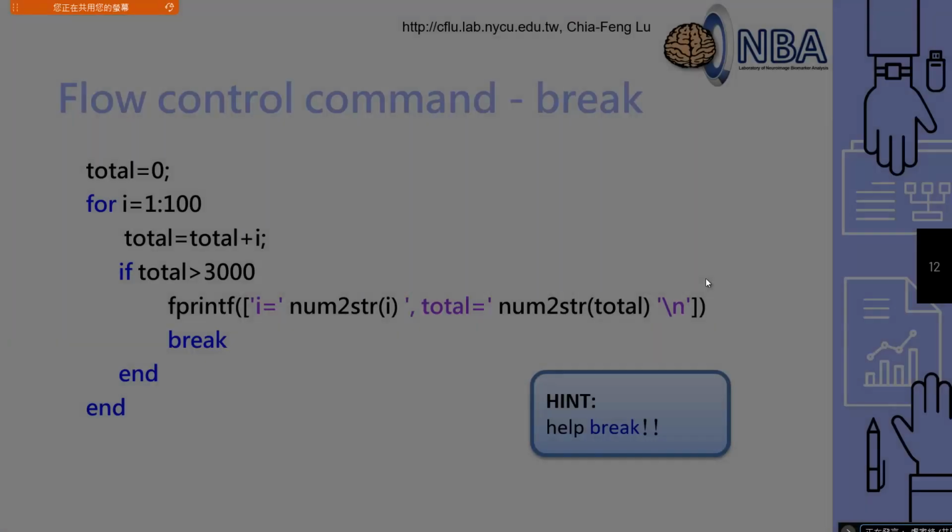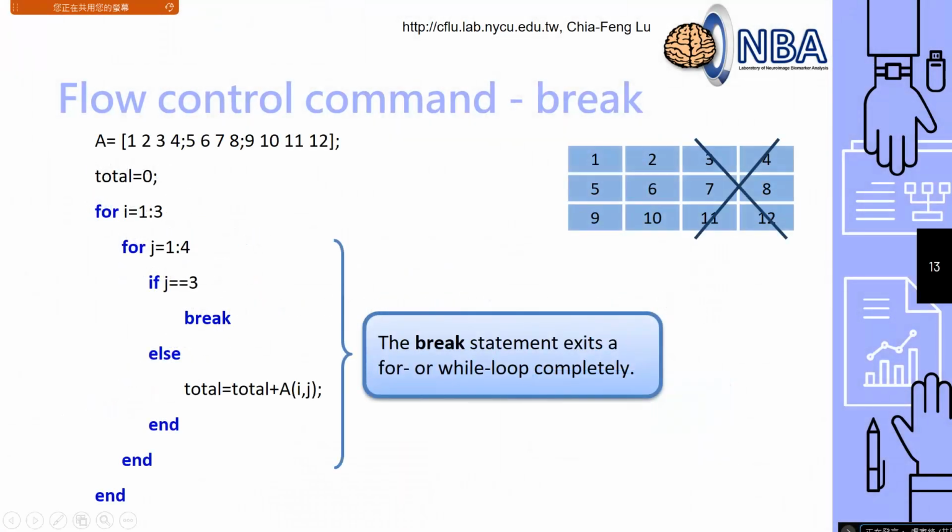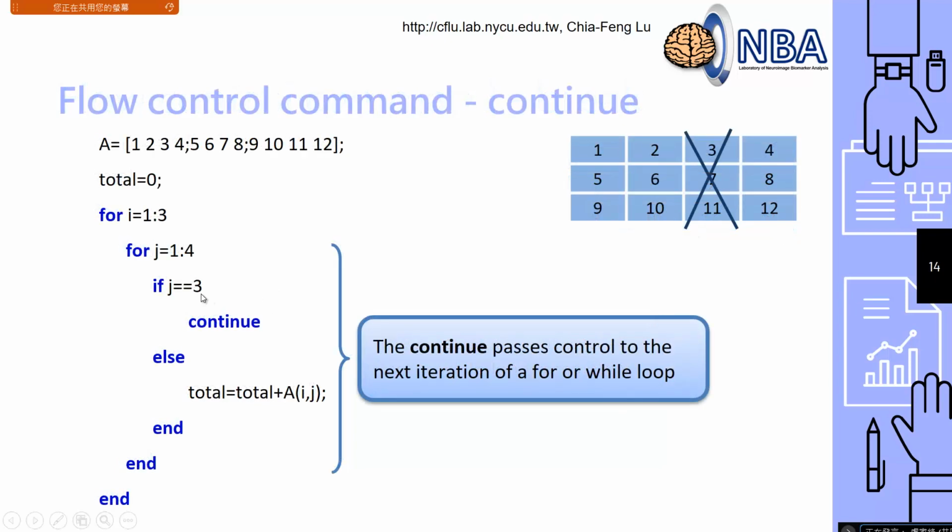So I think I do prepare a slide for you. Yeah, right here. So the break statement means just leave the current for or while loop completely. Okay, this is the example. But another thing is you do have another choice: continue. Okay, you do have this continue. But do remember, continue simply skips the current loop and goes for the next iteration.